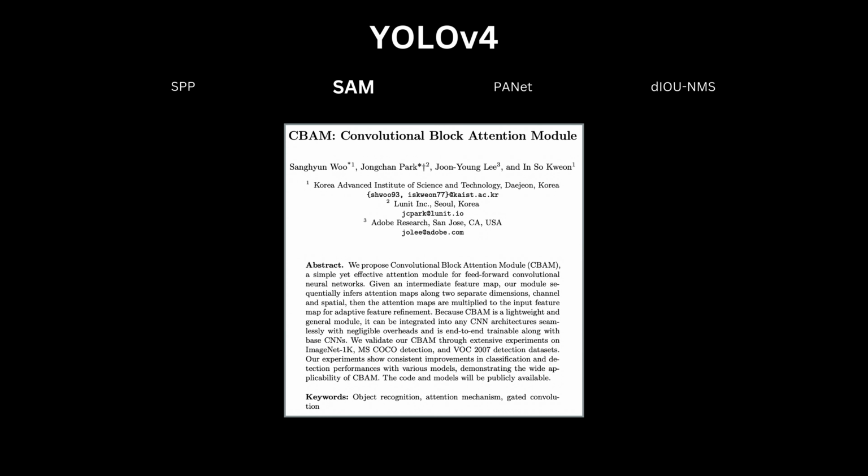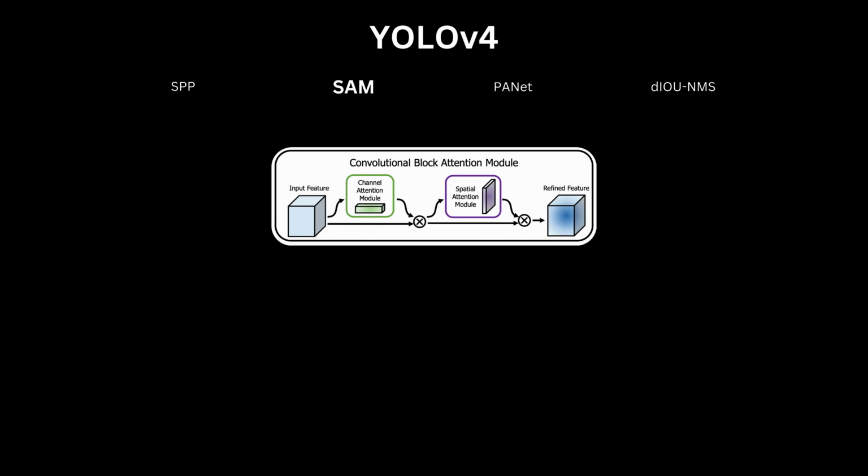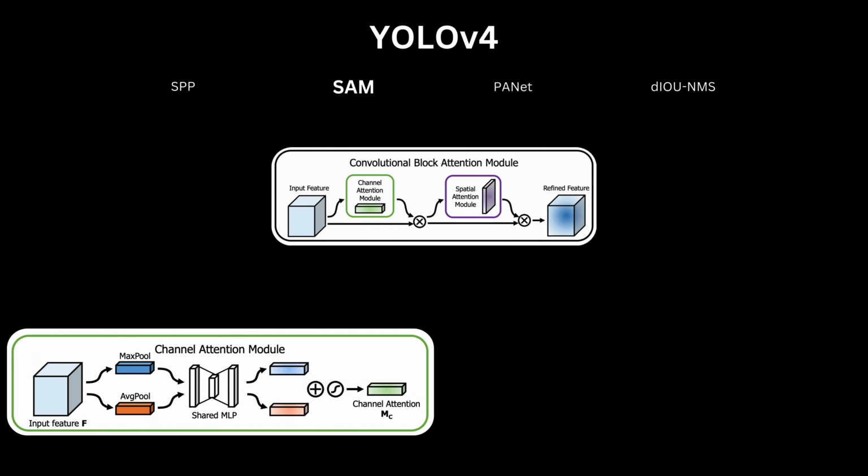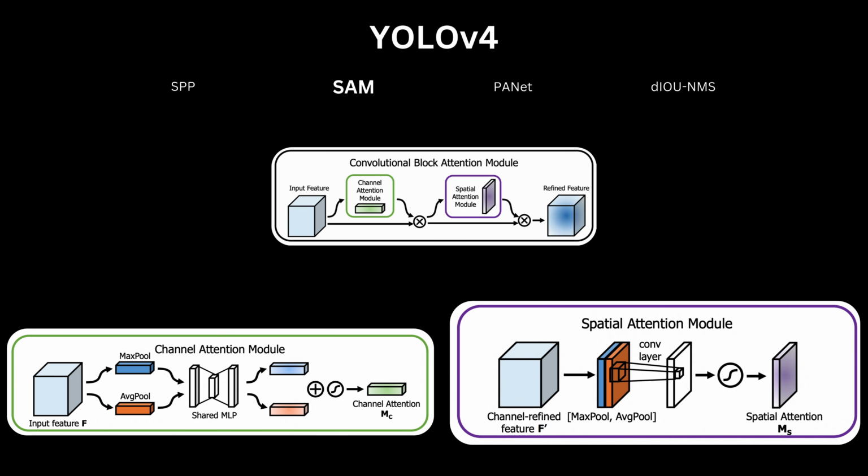From SPP, we now move to SAM. Spatial Attention Module is taken from the Convolutional Block Attention Module paper. The authors of this paper use both channel and spatial attention. Let's just take a peek and see how both these modules work, and then we'll get to what happens in YOLOv4. Channel attention focuses on asking the question of what, as in out of all the features captured through the channels in the feature map, what are the more meaningful features given an input image.